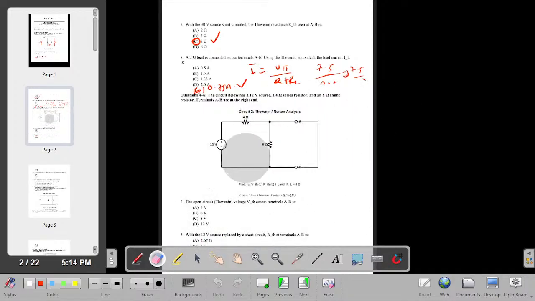So now, quickly, for question 4 to 6, we have another circuit here. This circuit below has a 12 volt source, a 4 ohm series resistor, and an 8 ohm shunt. Our problem here is to find the open circuit, that's the Thevenin voltage across the terminals A and B. So we need the voltage across terminals A and B, our VTH.